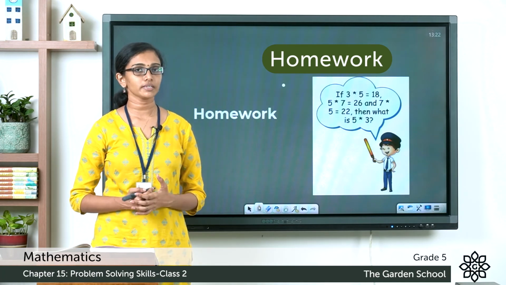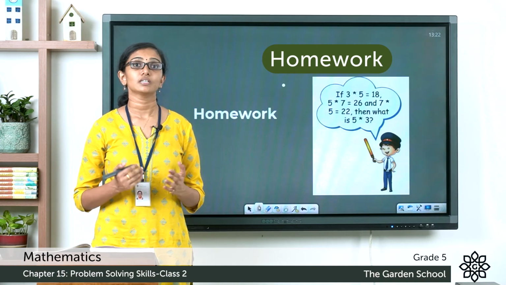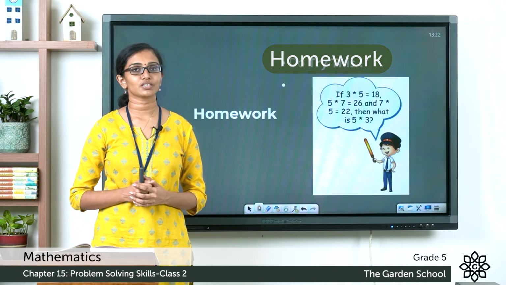Once you have gone through it, just have a look at the try this exercise which is on page number 212. Try to solve it. And if you have done it, just take a picture, then send us through Teams.